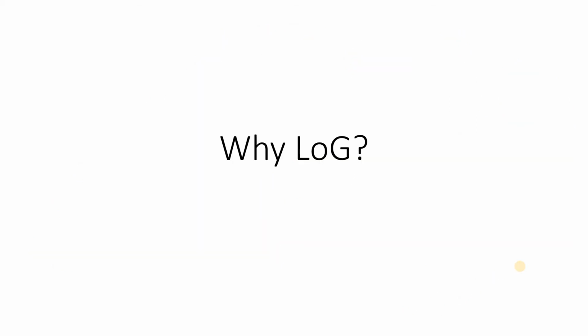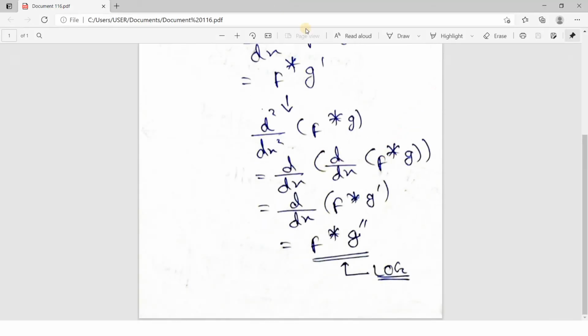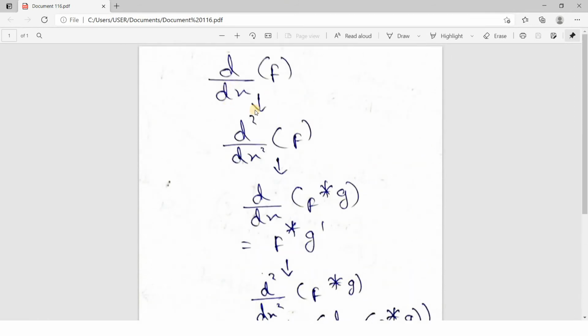Okay, now let's come to the question, what is LOG? How is this discussion related to LOG, Laplacian of Gaussian? Let me discuss that, and for that, let me go to this handwritten note. Sorry for the bad handwriting, but I hope you can easily understand.